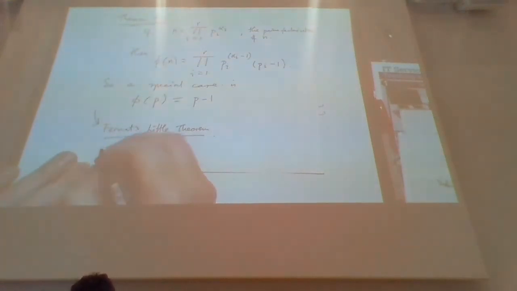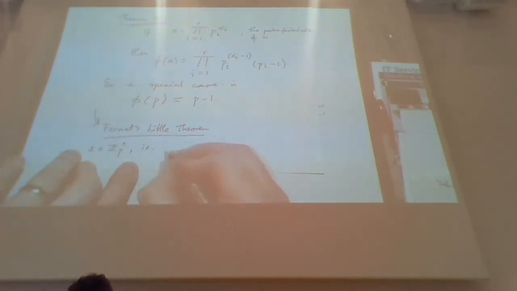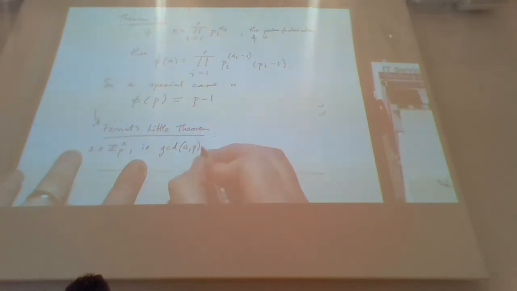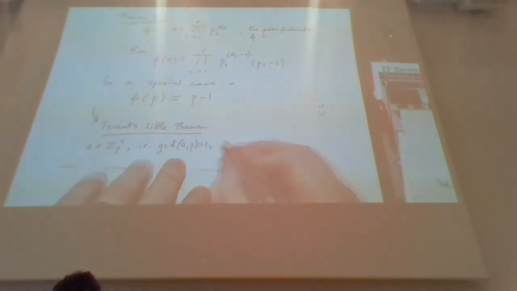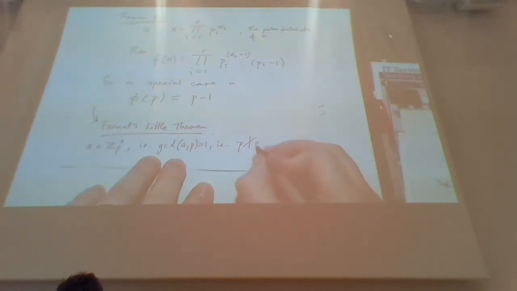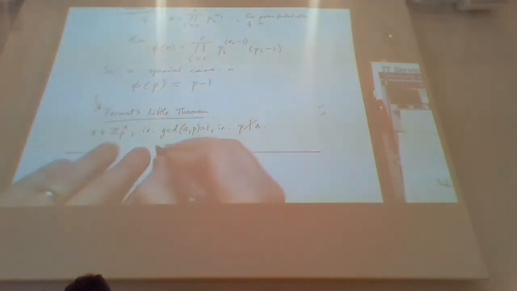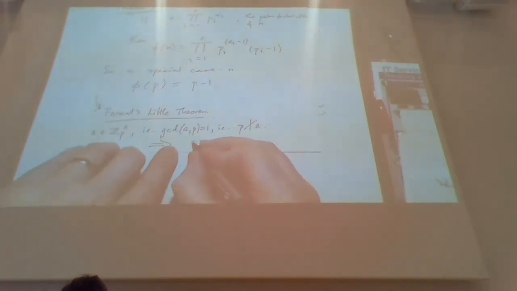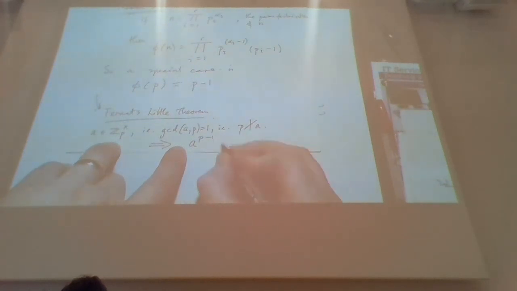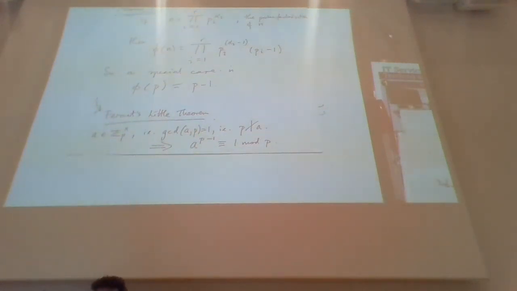Fermat's little theorem says that if a is an element of the multiplicative system Z_p, i.e. if the GCD of a and p is 1, let me unravel that a bit, i.e. p does not divide a, so a is not a multiple of p, that means its congruence class mod p is an element of the multiplicative system. This implies that a to the power p minus 1 is congruent to 1 modulo p. Because this is the phi value, phi of p.